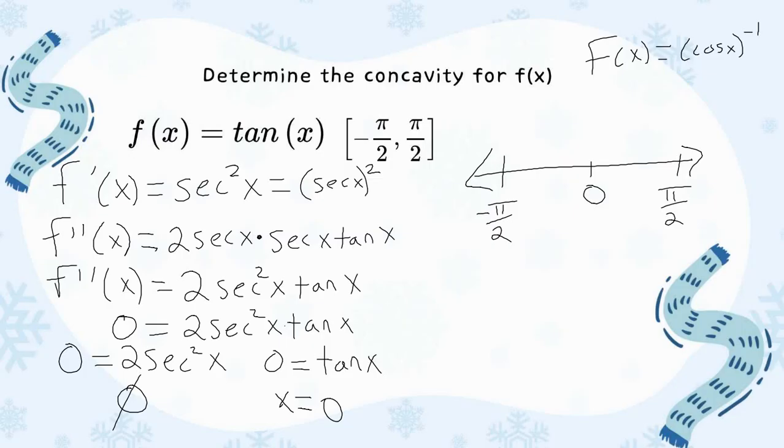Now, here's the fun part. Remember, these are trig functions, so we're going to plug in angles, right? But we really only have to think about what quadrant am I in between negative pi over 2 to 0?